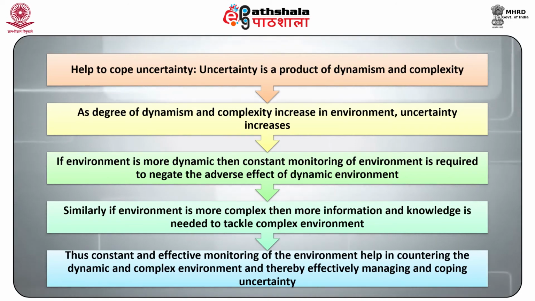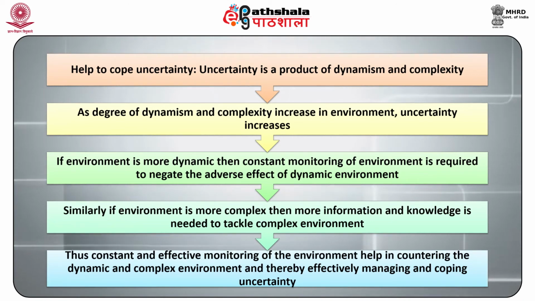Number 3, help to cope with uncertainty. Uncertainty is a product of dynamism and complexity. As degree of dynamism and complexity increase in environment, uncertainty increases. If environment is more dynamic, then constant monitoring of environment is required to negate the adverse effects of dynamic environment.